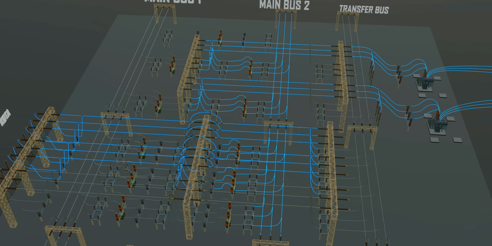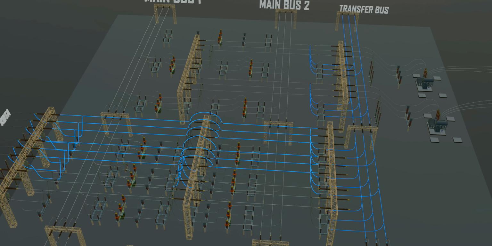maintaining supply reliability. Now let's talk about the transfer bus. Unlike the main buses, it doesn't have protection devices like CTs or circuit breakers. It's connected only through a single isolator. The transfer bus is used only as a temporary backup, during rare cases when both main bus 1 and main bus 2 are offline due to faults or maintenance.